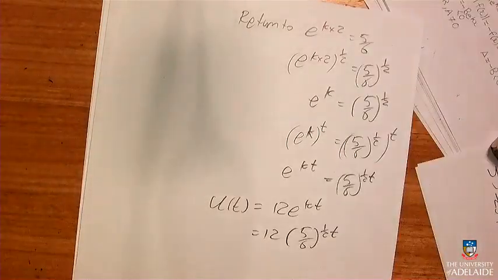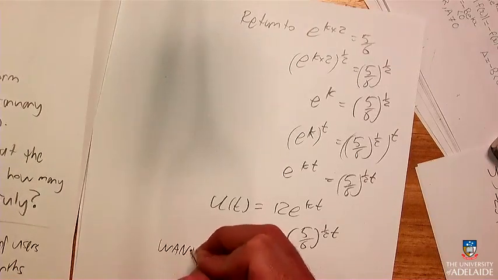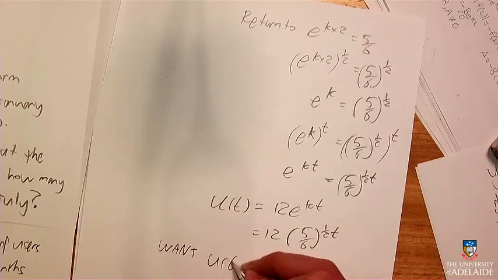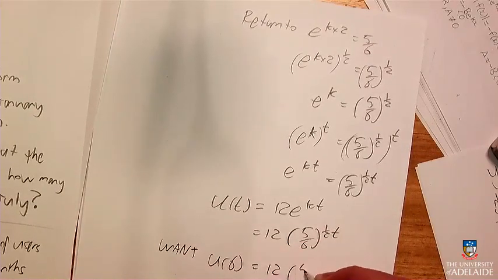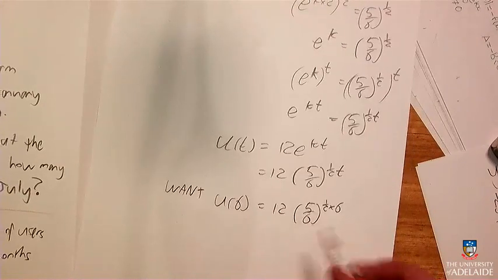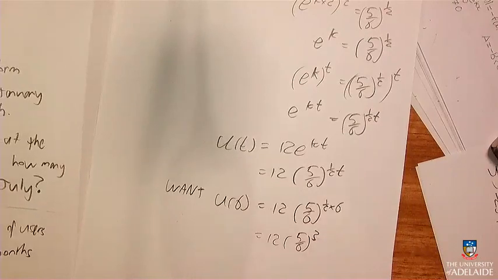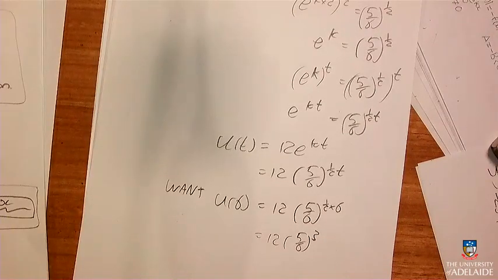Okay, and so what was the actual goal? What is it at t equals 6? So we want u of 6, which is 12 times 5/6 to the half times 6, which is 12 times 5/6 cubed, which I would ask my calculator for.